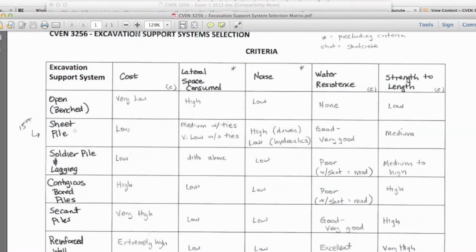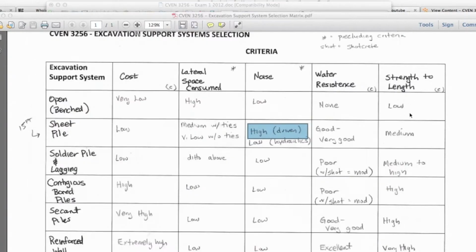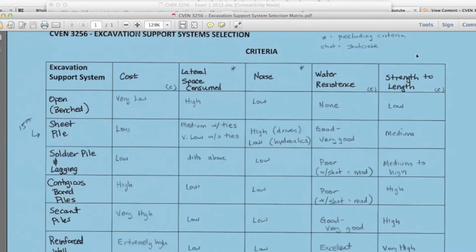Next is sheet pile, which would be good except for the noise. If we're doing a driven sheet pile, which we're going to assume is too high of noise, it's precluded right here with the noise restriction. Next one is the soldier pile and lagging. The problem with this one is the water resistance. There's really very little water resistance with the soldier pile and lagging, and our site needs to remain dry during construction. The water table is above the depth of the excavation, so we'd have a lot of trouble keeping it dry. So that one's out.